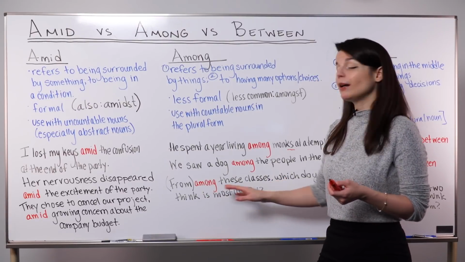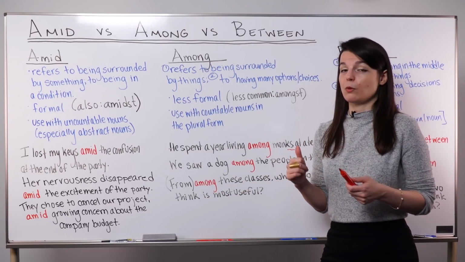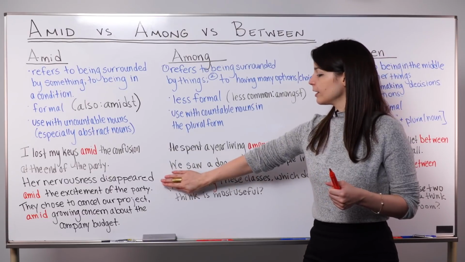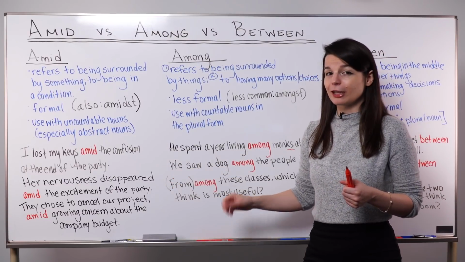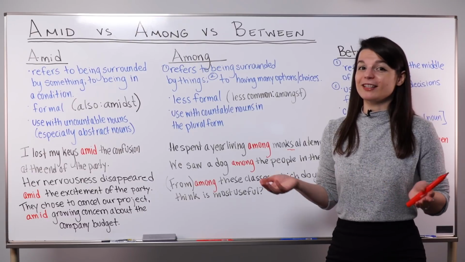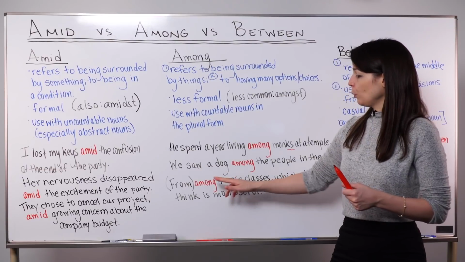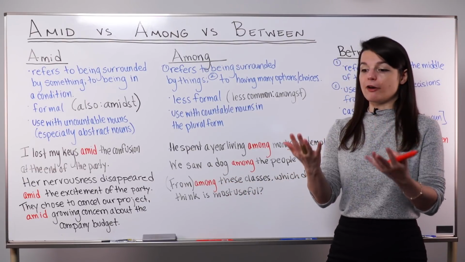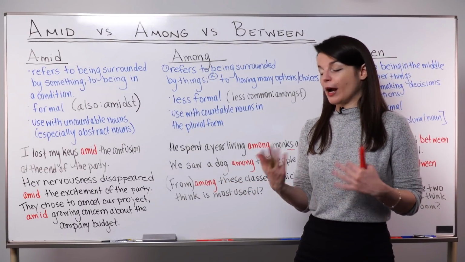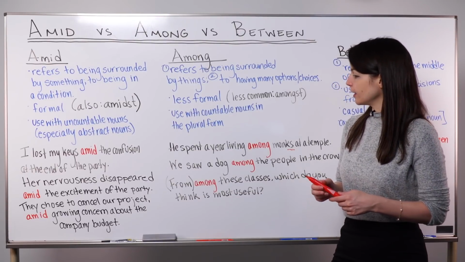You'll hear among these classes, or well, as we'll talk about later, we see the same thing with between. But you might hear this part either very short, like from, or you might hear it dropped completely, like from among these classes, which do you think is the most useful? So we can use this when we're asking for recommendations, we're asking for preferences. So this is how we use among.